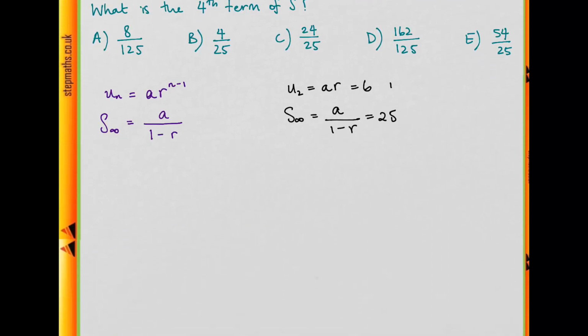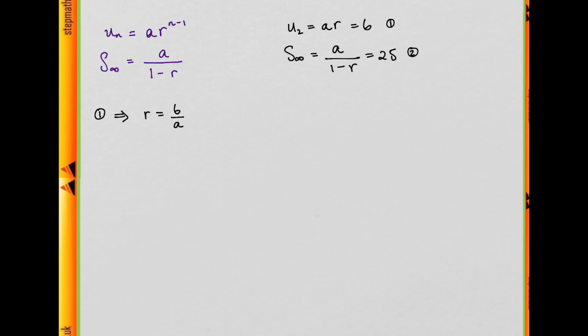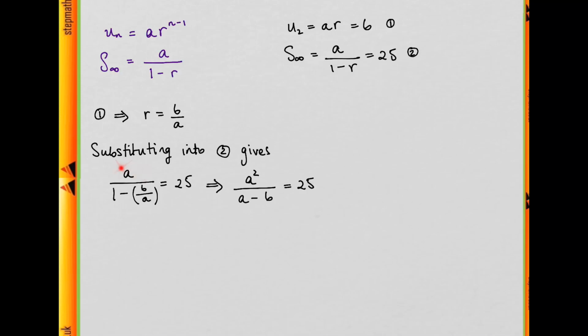So if I say this one's equation 1, this one's equation 2, then 1 is going to give us that R is equal to 6 divided by A, and then if we substitute this into equation 2, we get that A over 1 minus 6 over A, which is the R, is equal to 25. And if we multiply the top and the bottom of this by A, then we get this over here.